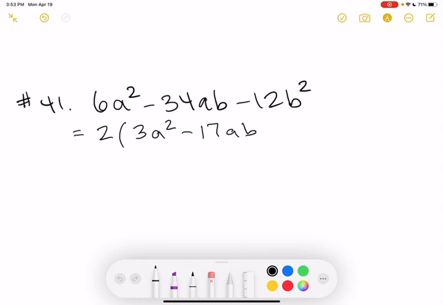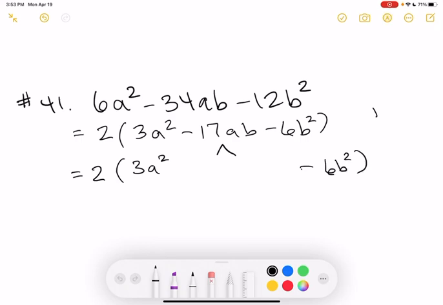AB. Don't let that B throw you off. You just kind of tack them on to the end with whatever that middle and final term is. And then negative 12 divided by 2, I'm going to have a negative 6b squared. And again, I hate my 6's and B's next to each other. So I bring down that 2. I'm going to break apart the middle term. I want 2 numbers that multiply to negative 18, but add to negative 17.